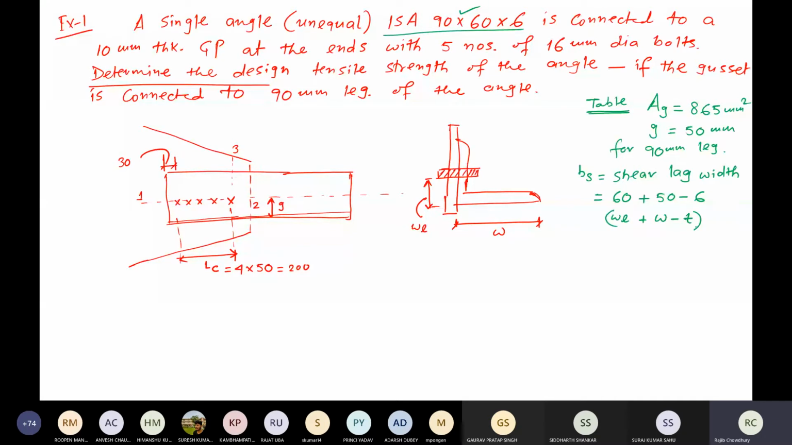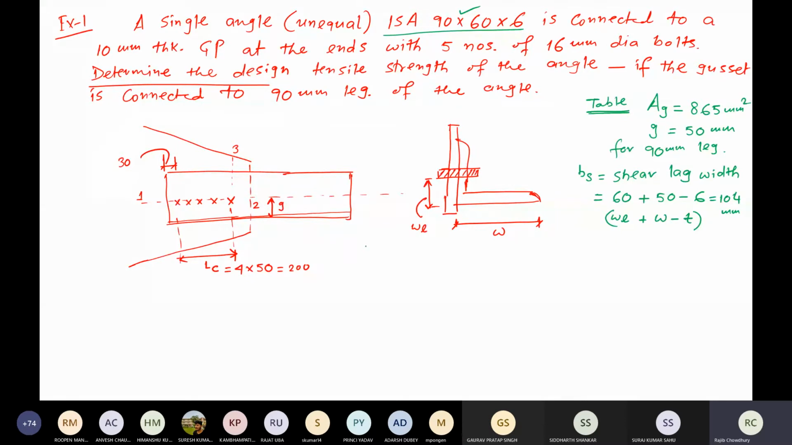There are many other notations in different books and the literature. Okay, so how much would it be? It would be 104 mm. So these are the things that we have right now. From there we can now start our calculations, because these are the few things you can directly evaluate or get from the steel tables.